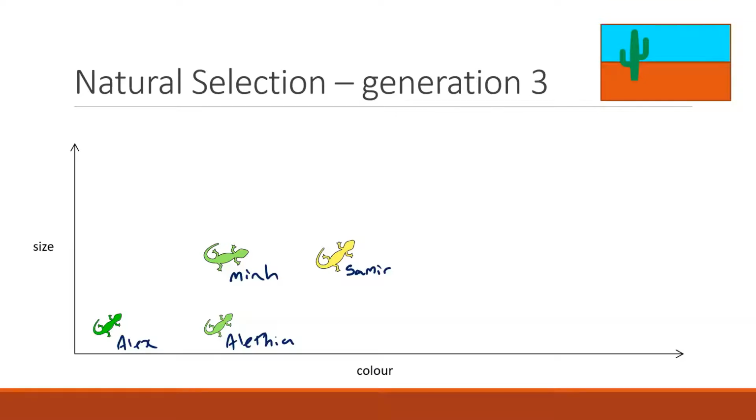We've got some light green ones, some dark green ones, and we've even got now a yellow one. Again, we've got an issue where these brightly colored big lizards are going to be quite easy to see. But you notice the smaller lizards and the lighter lizards are going to have a better chance of living.